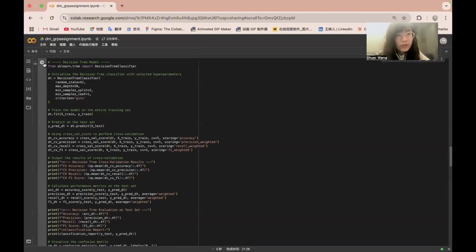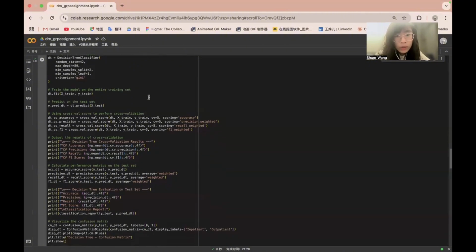Next, we test the decision tree algorithm, which classifies data by splitting it based on feature values, making sequential decisions until reaching a final prediction. While decision trees can sometimes overfit, we addressed it by limiting the maximum tree depth to balance complexity and performance. For implementation, we imported decision tree classifier and initialized it with key hyperparameters, setting max depth equals to 50, min sample split equals to 2, and min sample leaf equals to 1 to control node splitting and prevent unnecessary complexity.